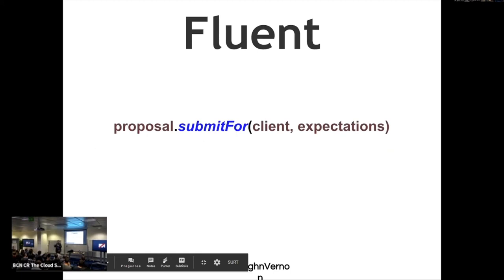Doesn't that just read? I mean, I know it's not Spanish or Catalan, but probably even in English you can appreciate that this reads like you would talk to a business person. A proposal is being submitted for a client that has expectations, right? And so this is what I'm talking about when I say fluent. This is not giving emphasis to technology, and I mean, we are using technology, but we're also writing or implementing models, you know, just the way that people speak.